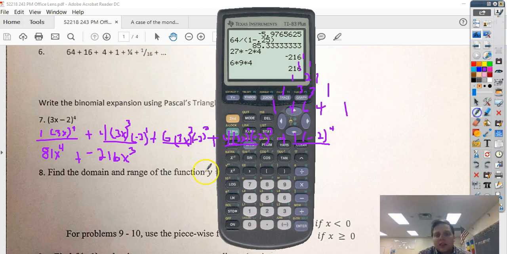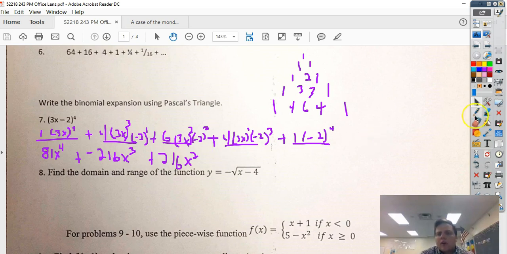And that's 216. But this time you just have x squared, because that's all that's happening to the x. It's just getting squared right here, see? Alright. This time we're going to have 4 times 3 to the first times negative 2 cubed.